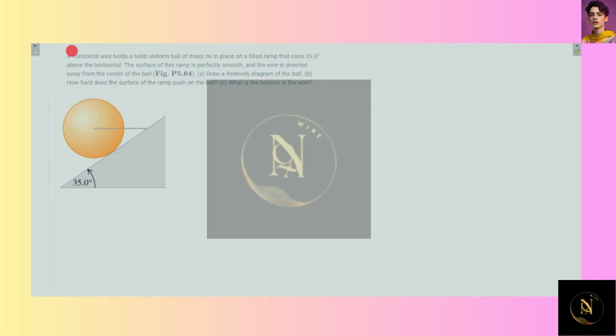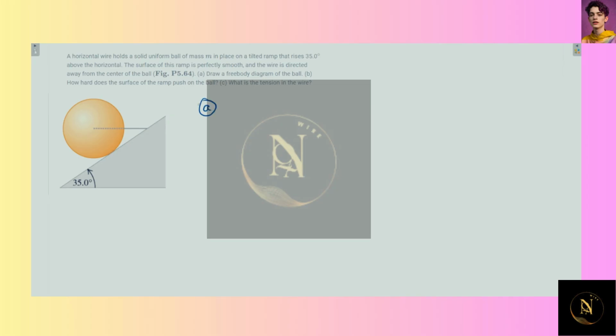It says that a horizontal wire holds a solid uniform ball of mass m, tilted at a ramp that rises 35 degrees above the horizontal. The surface of this ramp is perfectly smooth, which means there is no friction, and the wire is directed away from the center of the ball as shown. So we have to draw a free body diagram.